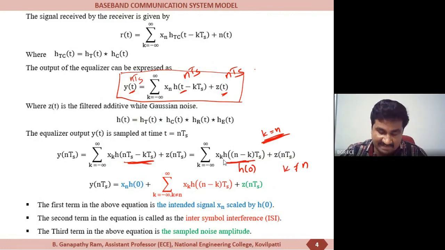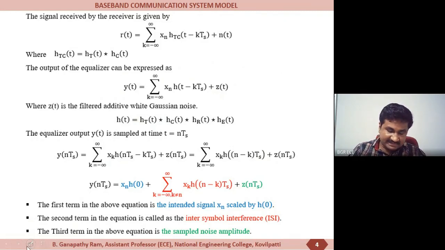From this summation, we can write it as x_n into h of 0 plus the summation of k from minus infinity to infinity, but k not equal to n, x_k into h of (n minus k) into Ts. This summation involves all the values of k from minus infinity to infinity, but not equal to n. It is omitting the value of n, plus z of n Ts.